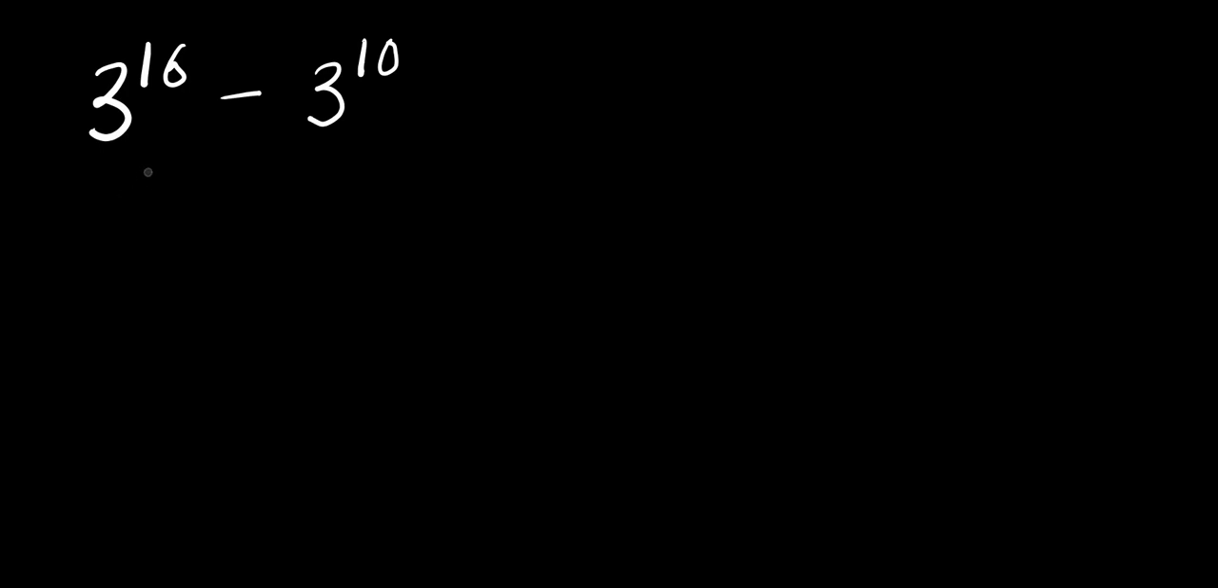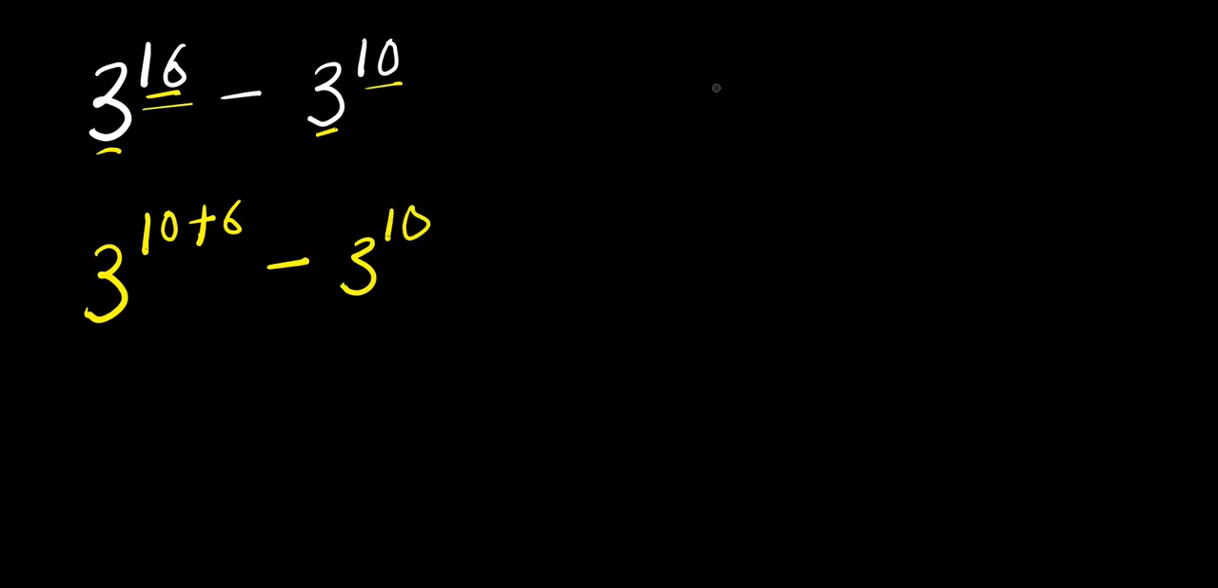Hello, how to evaluate without a calculator? This is 3 to the power of 16 minus 3 to the power of 10. Now I can express 16 as the summation of 10 and 6. Then we have minus 3 to the power of 10. Now if you have a power n plus m, this equals a power n times a power m.